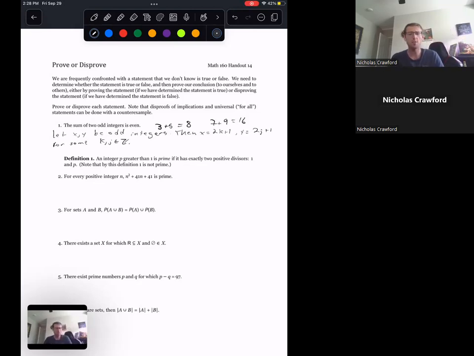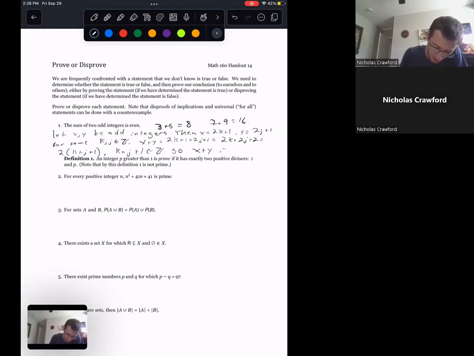Remember what we're trying to do here: the sum. So we're adding them. Now it says x plus y. Well, this is 2k plus 1 plus 2j plus 1, which gives 2k plus 2j plus 2, which is the same thing as 2 times (k plus j plus 1). So we have 2 times this other integer, and k plus j plus 1 is an integer, so x plus y is even.